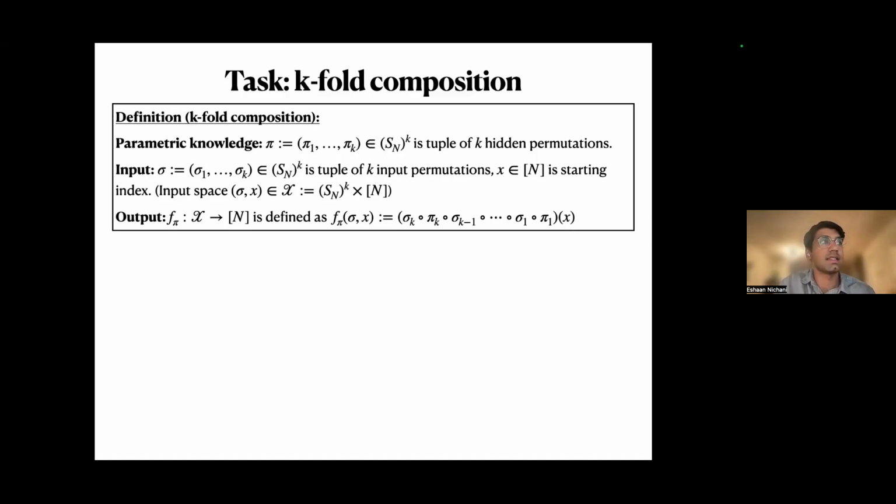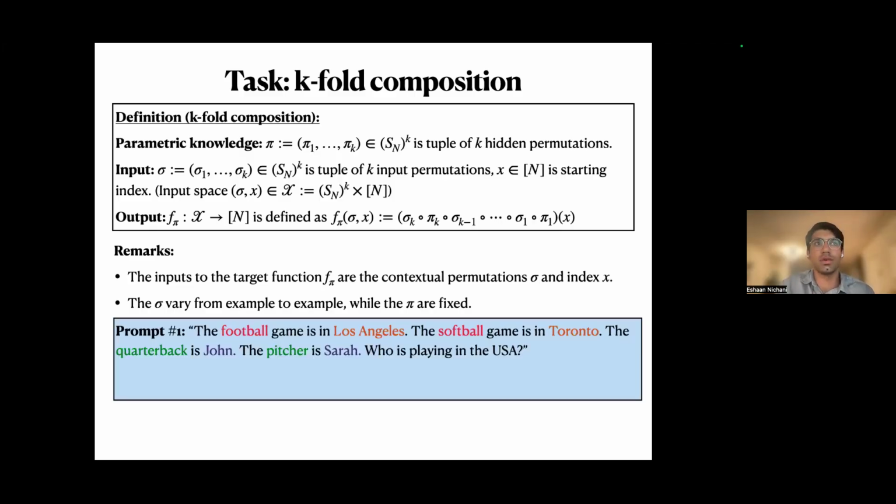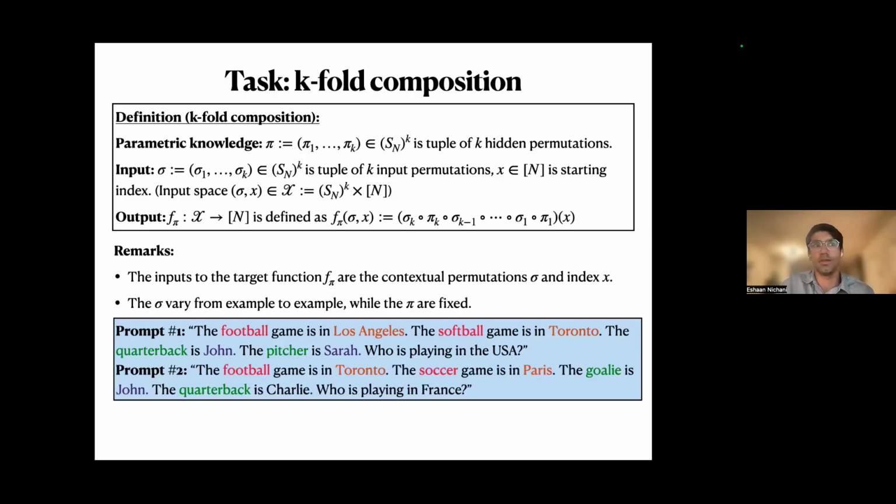I'd first like to emphasize that the inputs to the target function f sub pi are the contextual permutation sigma and the index x. So in particular, sigma and x can vary from example to example, while the pi remain fixed. In addition to the example prompt that I gave, another input could be the following prompt, something like the football game is in Toronto, the soccer game is in Paris, and so on. So here the input sigma and the query index x differ. However, the parametric knowledge required to compute the answer remains the same.